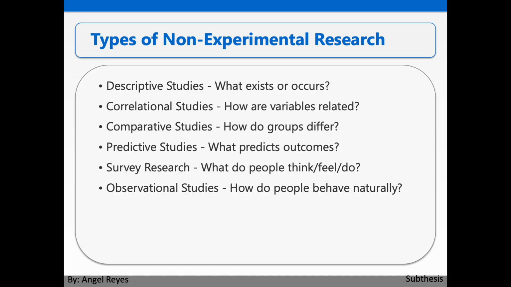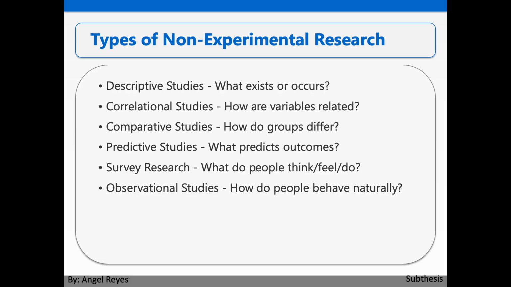Descriptive studies ask what exists or occurs. These studies aim to characterize phenomena, document their prevalence, or describe their characteristics. Examples include epidemiological studies that document disease prevalence, educational studies that describe current teaching practices, or psychological studies that characterize the symptoms of mental health conditions.